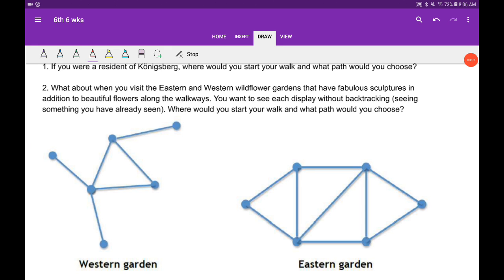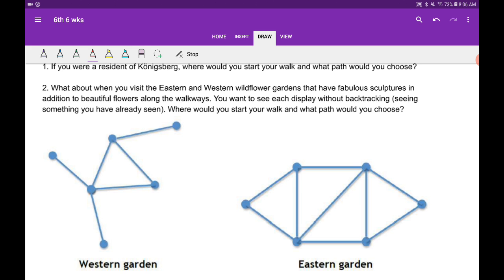Okay, so in planning, there are certain ways you can draw models that represent situations. What we have here are some wildflower gardens, the Eastern and Western gardens. I'm not sure if these are in Coinsburg or not, but there are sculptures and pretty flowers that you can see in these gardens, and you can represent what these gardens look like by drawing something called a graph, and that's what these are here. The graphs that represent these gardens.